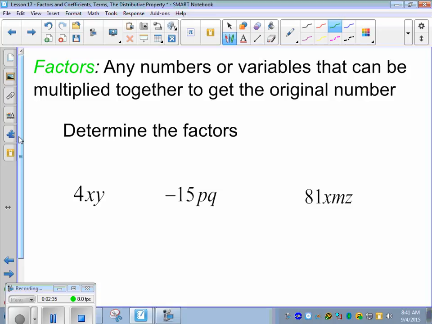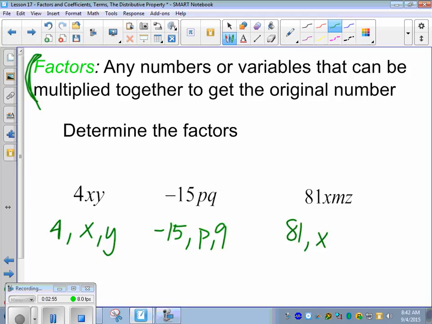All right, now we have a new word, factors. Go ahead and write this down. A factor is any numbers or variables that can be multiplied together to get the original number. So I think you guys are probably the factors for 81xmz. As far as we're concerned, factors are just breaking it up. What all did we have to multiply together to get the final term? Maybe put one of those examples in your notes, just so when you have to label those or figure those out in your homework, you know what we want.